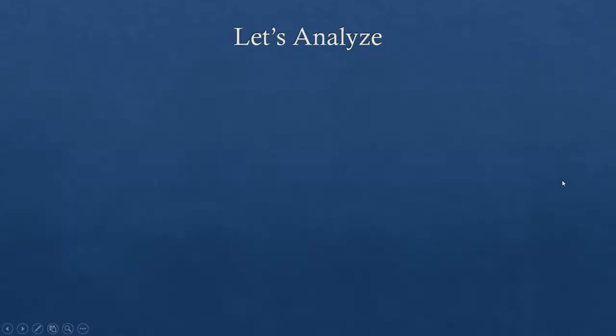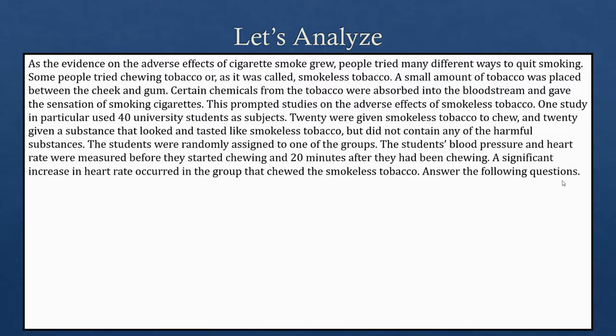All right, so let's take a look at another example here and do some analysis. This says, as the evidence on the adverse effects of cigarette smoke grew, people tried many different ways of quitting smoking. Some people tried chewing tobacco, or as it was called, smokeless tobacco. A small amount of tobacco was placed between the cheek and gum. Certain chemicals from the tobacco were absorbed into the bloodstream and gave the sensation of smoking cigarettes. This prompted studies on the adverse effects of smokeless tobacco.